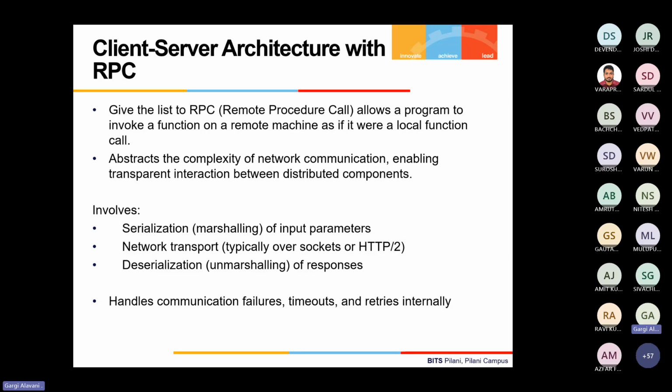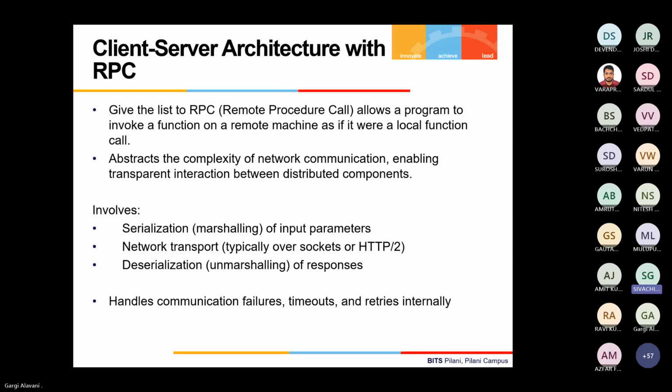But the challenges, as you mentioned, are latency and network failure. Another challenge could be a version mismatch between client and server, and error handling can sometimes be trickier. An example could be, as you said, any microservice call which happens over gRPC, which is Google RPC.